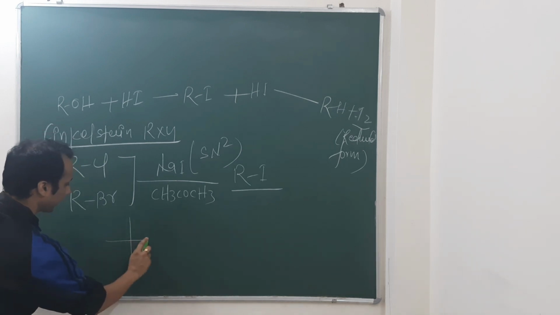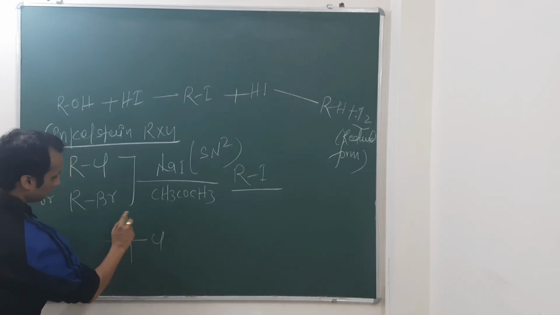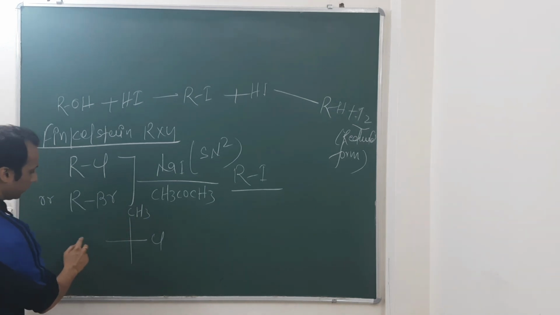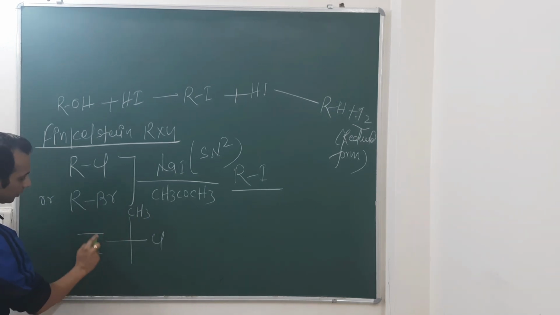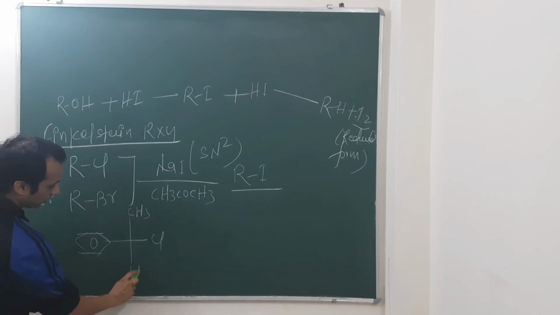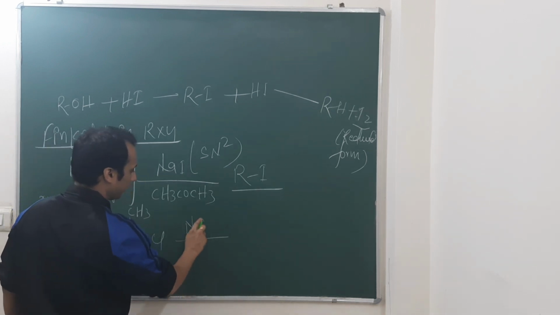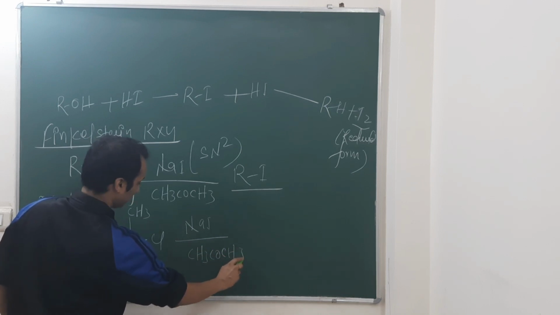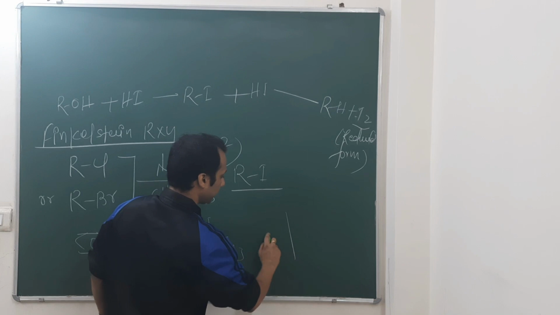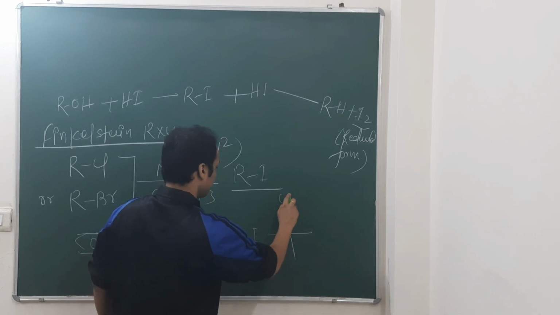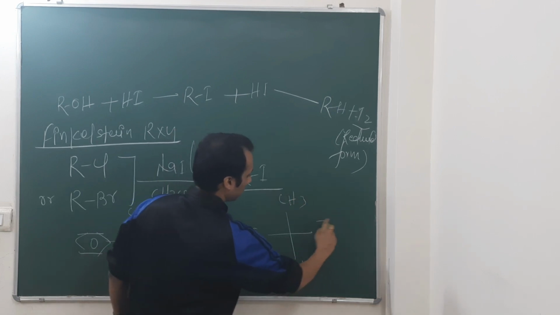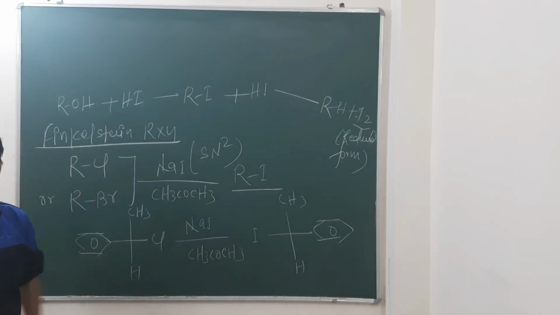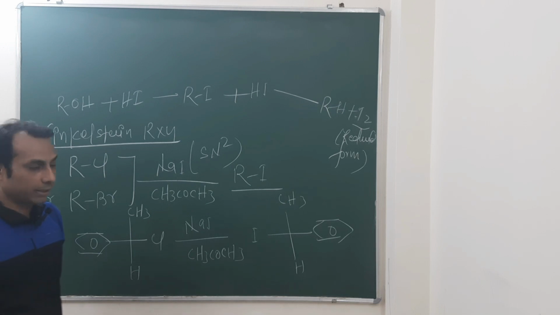So suppose we have taken here chlorine and CH3, or anything you can take here, with benzene and H. What happens when we take sodium iodide in the presence of acetone? The reaction will give iodine, CH3, H and benzene. So inversion will form, correct?